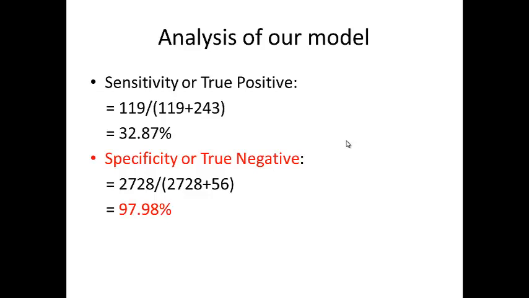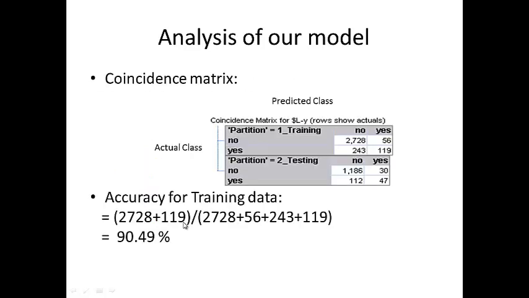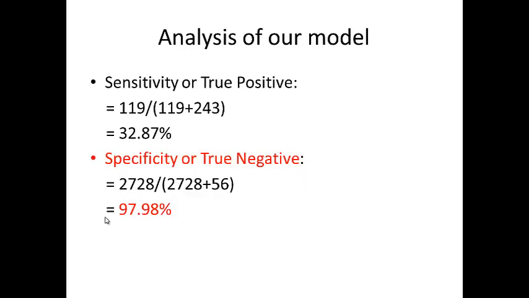So we have a high specificity value, which shows our model is very good at predicting the customers who are not going to take the offer, so we can ignore them and concentrate only on the customers who might be willing to take the offer.